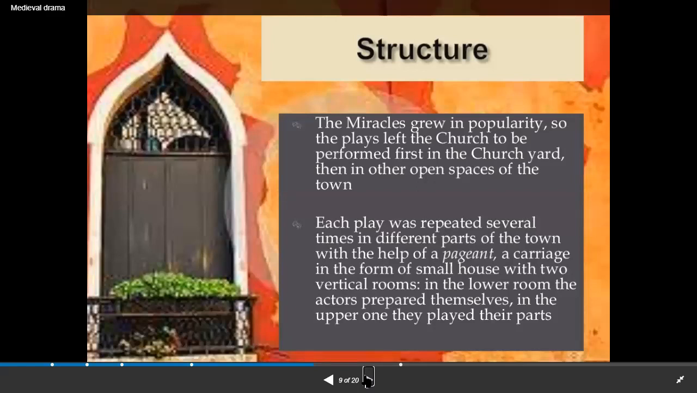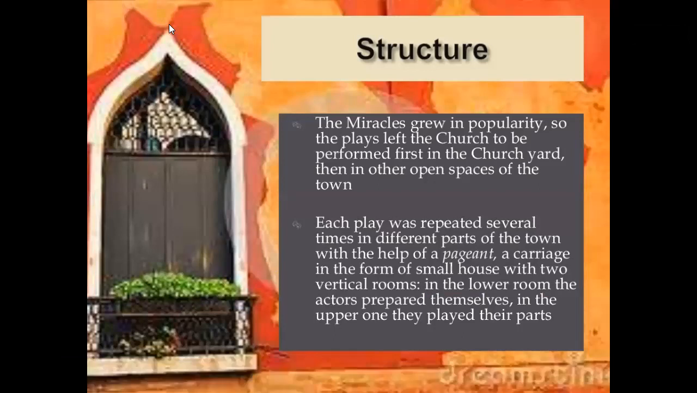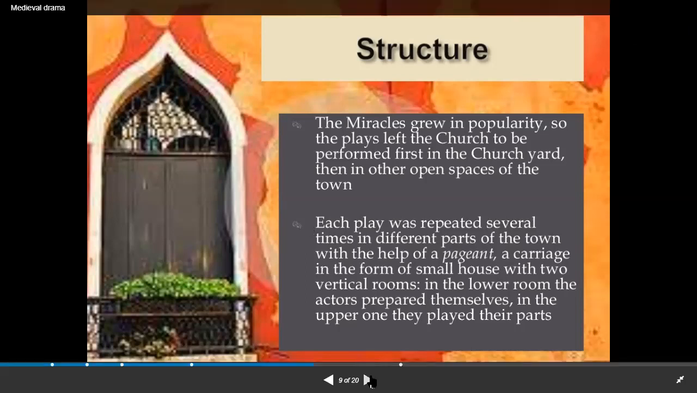Okay, the structure of the plays. As the miracle plays grew in popularity, the plays left the church to be performed first in the churchyard and then in other open spaces in town. Each play was repeated several times in different parts of the town with the help of a pageant, a carriage in the form of a small house with two vertical rooms. In the lower room, actors prepared themselves, and the upper one was the stage. As I showed you in the last lecture, they moved around here and there and were performed.